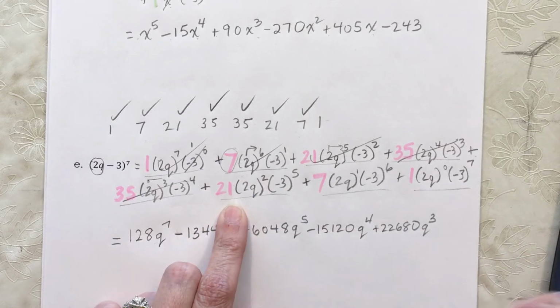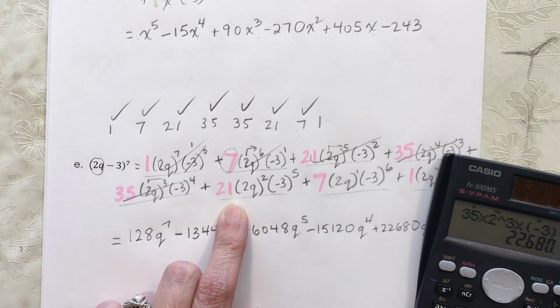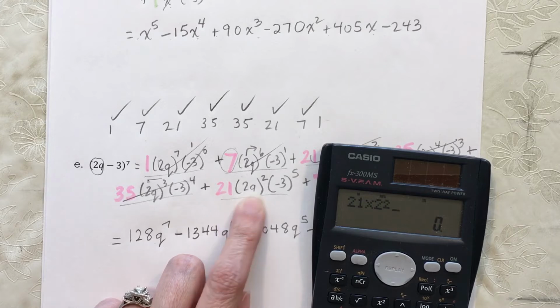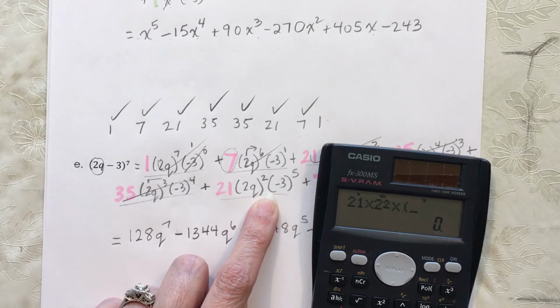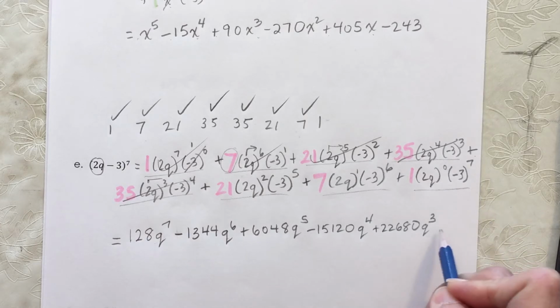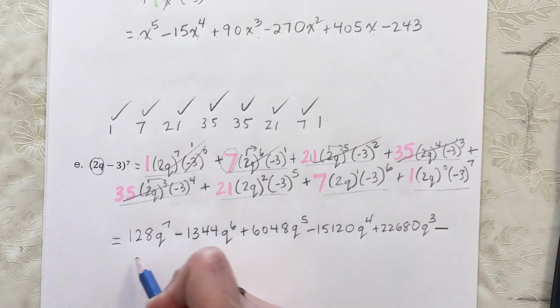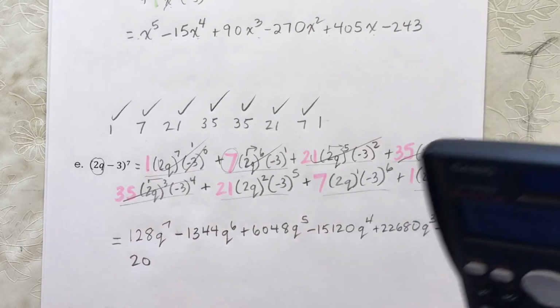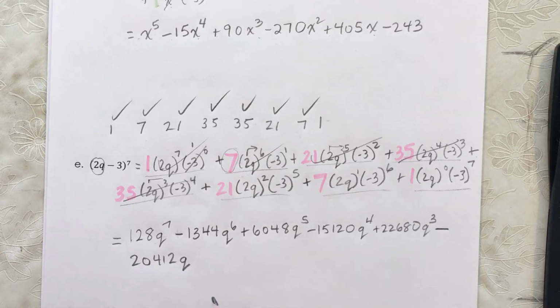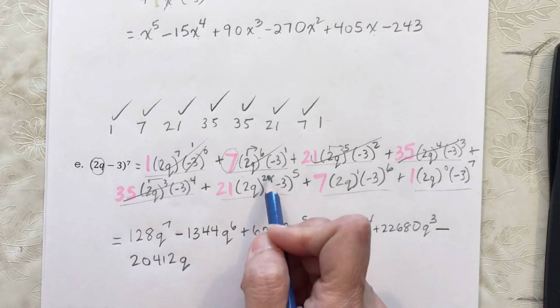My next term, so my coefficient is going to be got by doing 21 times 2 squared times, in bracket, negative 3 to the 5th, which gives me negative 20,412. So I can't fit that there, so minus 20,412 q to the power of 2.